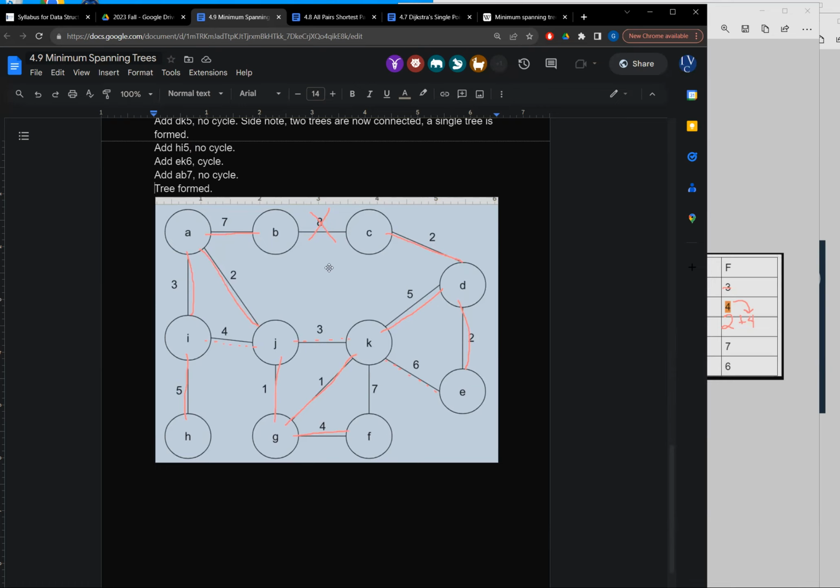And they're all going to be equal to or heavier than what's already inside the tree. Question, how come EK6 was not discarded since it created a cycle? It was discarded. That's why it's a dashed line. Right? It's a cycle, so we dumped it. BC wasn't discarded. It was simply not processed.